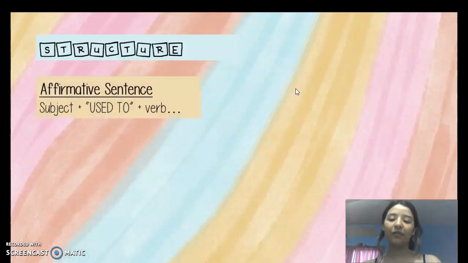The structure of used to is, first, the affirmative sentence. We use the affirmative sentence to talk about things that happened in the past, but in the present don't happen anymore. The structure is subject plus used to plus verb and the complement.